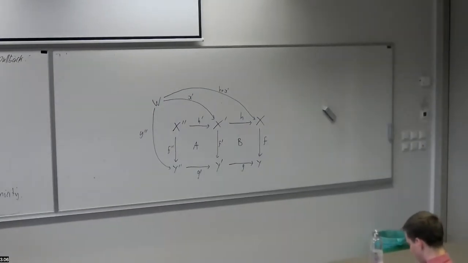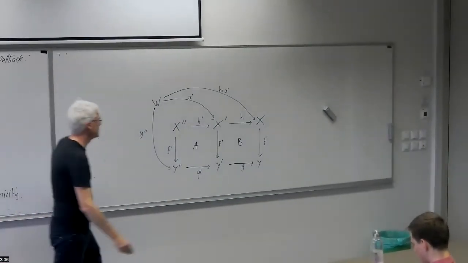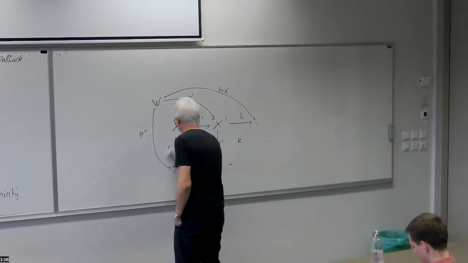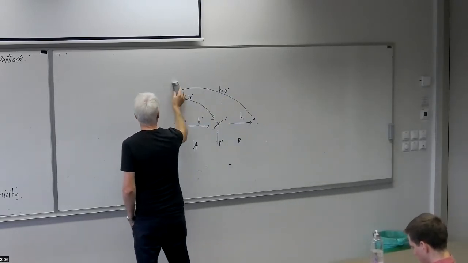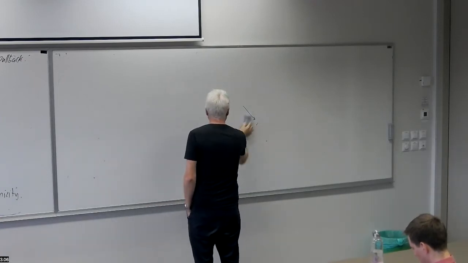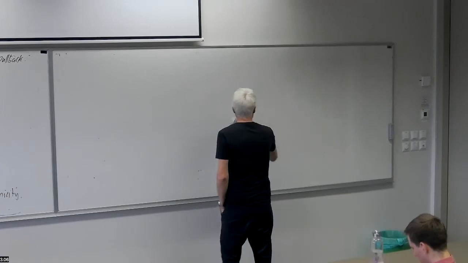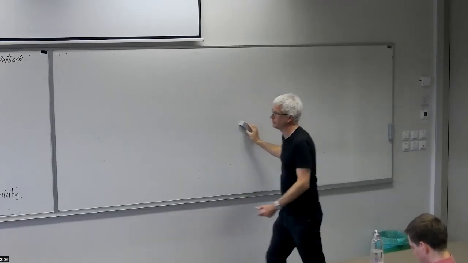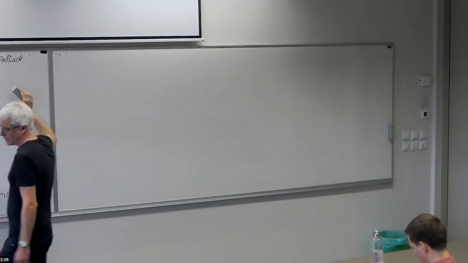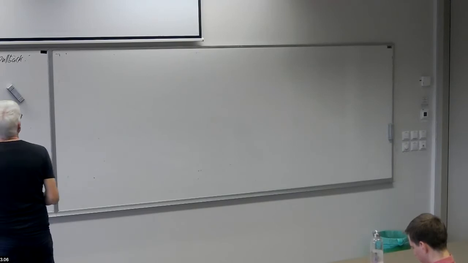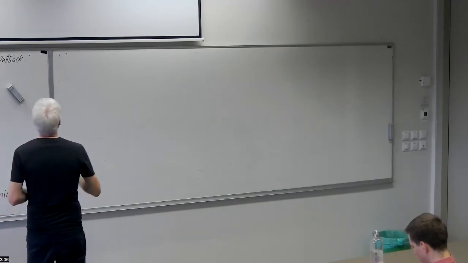So limits are a very fundamental construction in categories. Like pullbacks, it's a construction we perform inside a category itself. It's a structure we find inside a category. So the next thing I want to do are binary products.